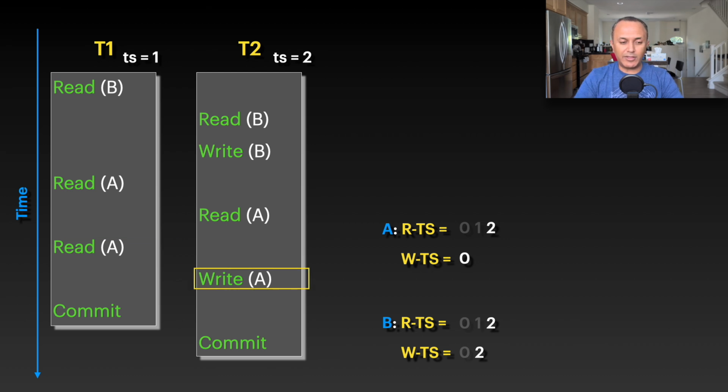And then we have a write A, so we're going to compare the transaction timestamp with both the read and the write timestamps, in which case it's still fine. So we're going to update the write timestamp in this case after we do the write. And then both transactions are going to commit. So in this particular example, there was never any violation of the order that we have.